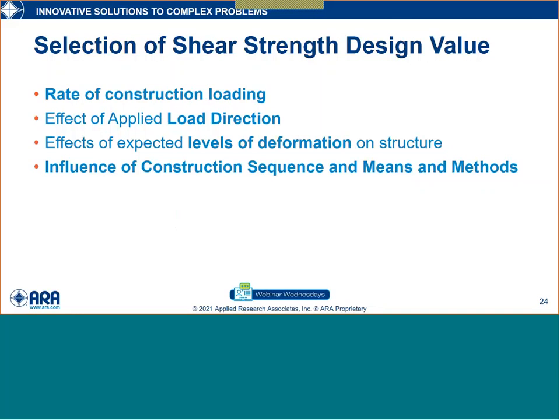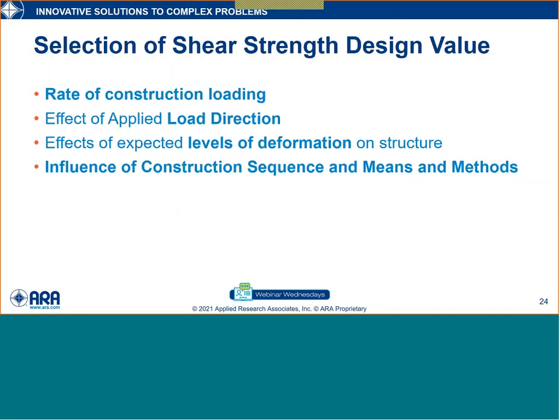One of the things that feeds into the previous slide that's of importance are the items that are listed here. Again, focusing only on one engineering property. And in this particular case, the design value that we select has to match what we're going to construct and what we're designing for, rate of construction loading, direction of loading, levels of tolerable deformation on the facility we're building, and the influence of sequence and the means and methods of construction.